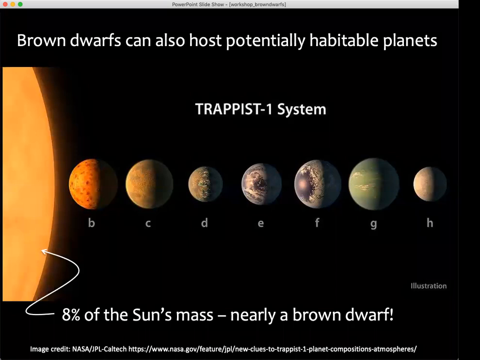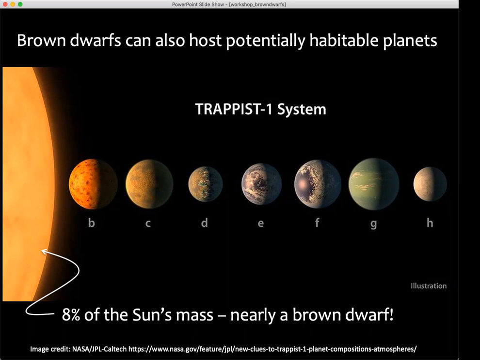The last point I'll make is that brown dwarfs themselves can also be the host of planetary systems. And probably the most famous of these is the TRAPPIST-1 system. How many of you have heard of TRAPPIST-1 before? Yeah, if you're UCC, you have it. It's not quite a brown dwarf. This is 8% of the sun's mass, so it's almost a brown dwarf.